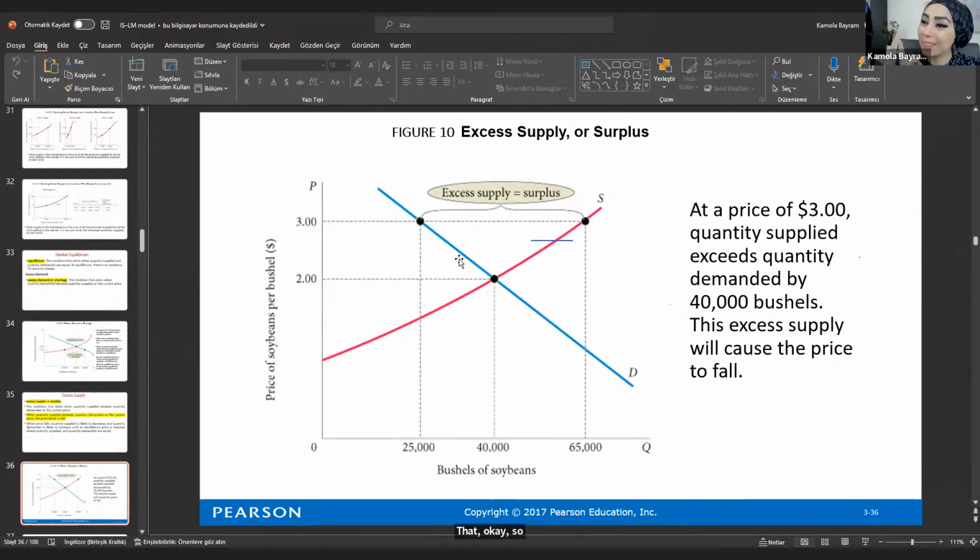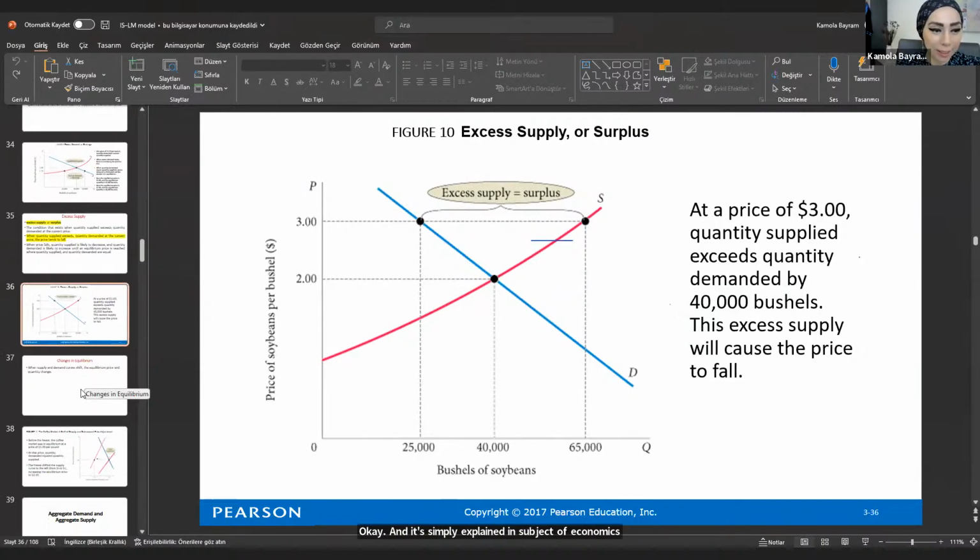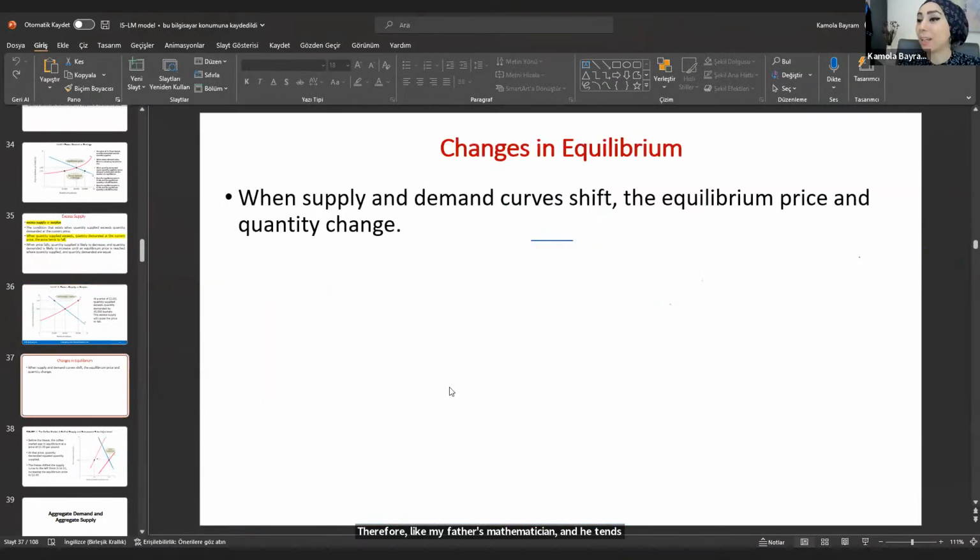Okay, so again, actually, this is the thing which Adam Smith called the invisible hand. And it is simply explained in the subject of economics. Therefore, like my father is a mathematician and he tends to say that mathematics is everywhere. And as an economist, I say that economics is also everywhere.